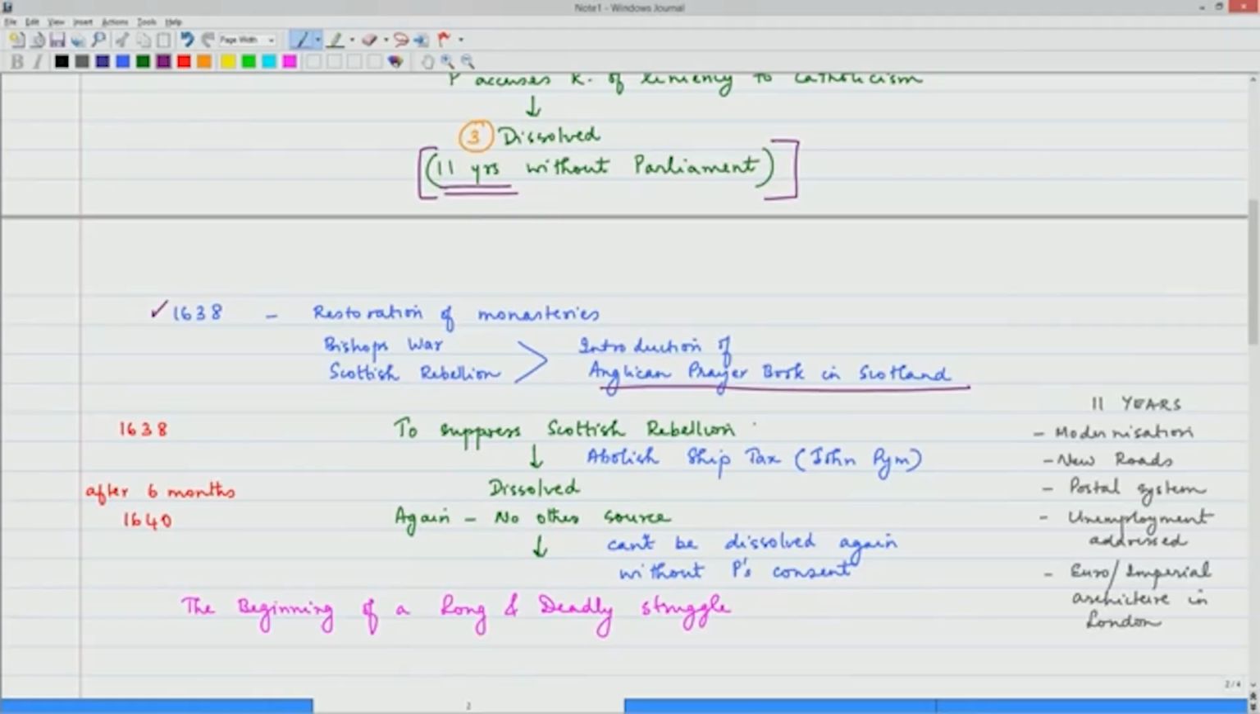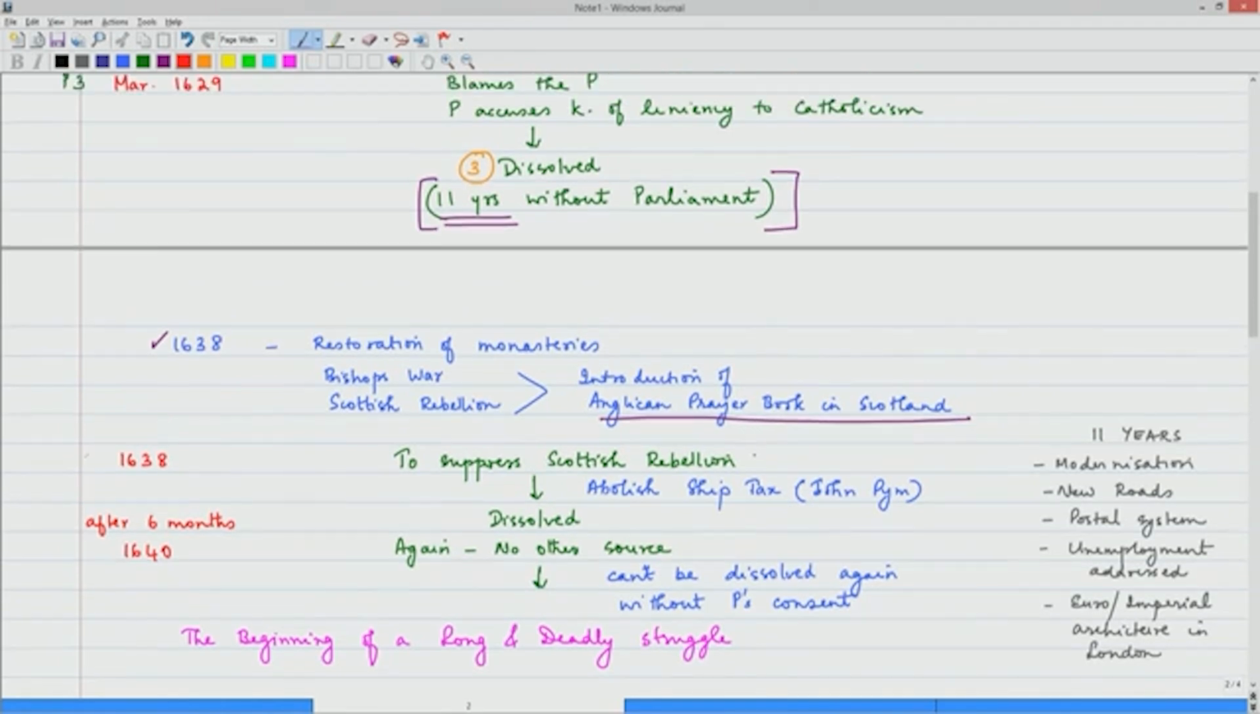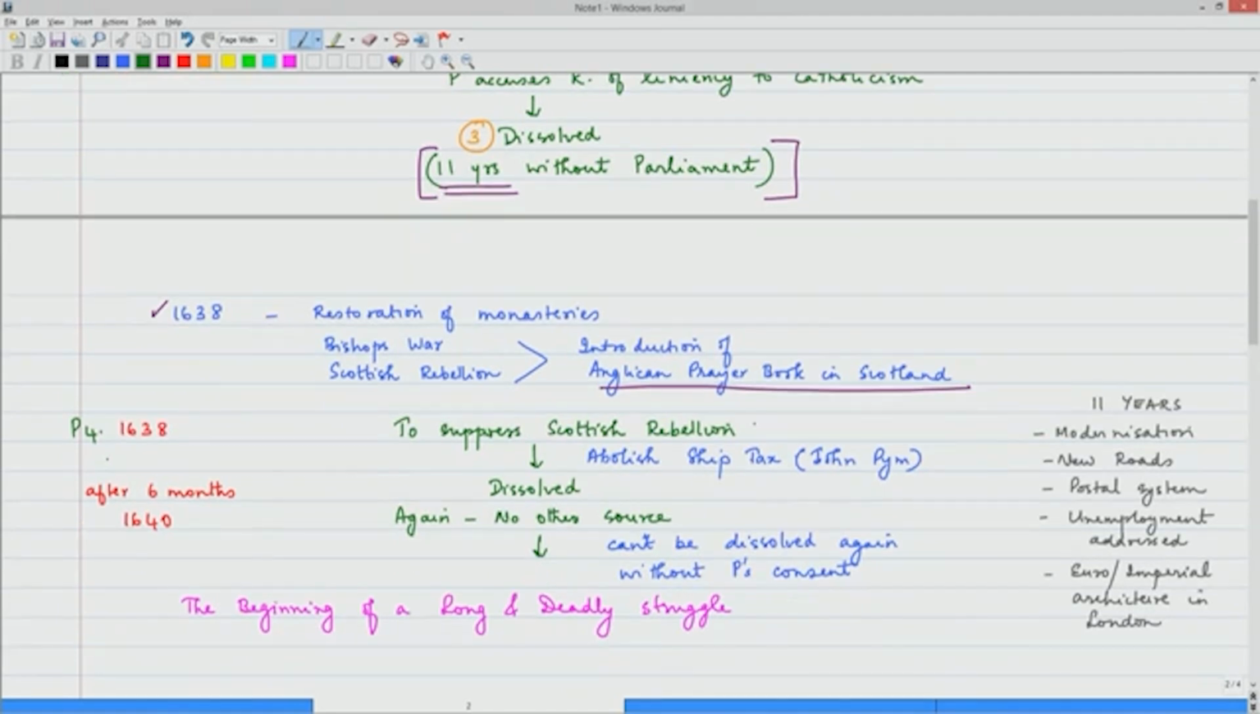So in 1638 he decides to suppress the Scottish rebellion, and he also realizes that in order to do this he needed finances, and that also meant summoning the Parliament again, because only the Parliament could help him raise the funds. So here we find him summoning the Parliament for the fourth time in 1638 in order to again get more funds to suppress the Scottish rebellion.